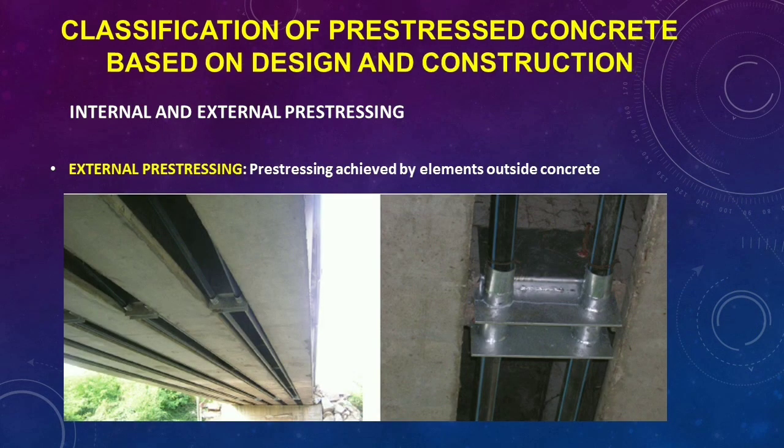Next is the classification of pre-stressed concrete members based on its design and construction. First one is internal and external pre-stressing. In external pre-stressing, the pre-stressing is achieved by elements outside the concrete. That is, in this type, instead of providing a tendon from which pre-stress can be applied, the necessary pre-stressing force is applied to the member by compressing it by jacking against the abutments or whatever.